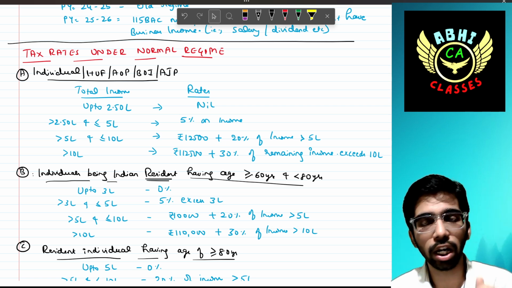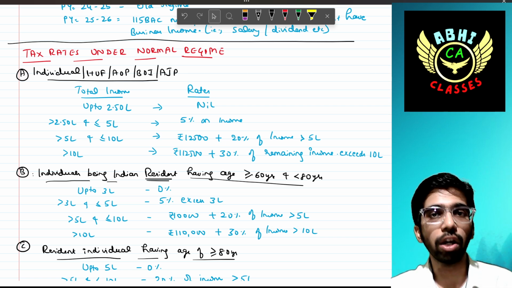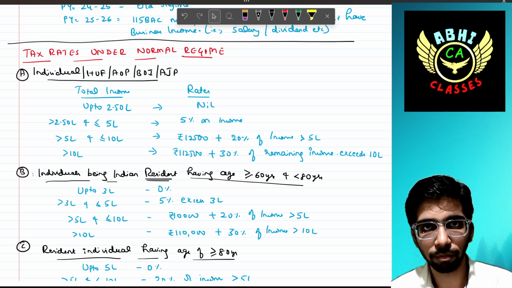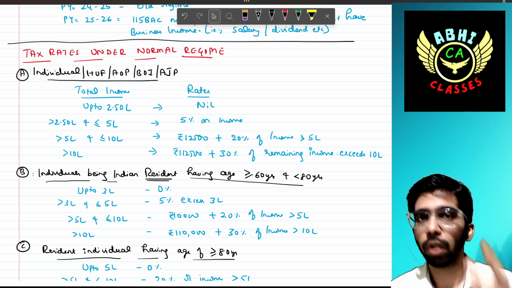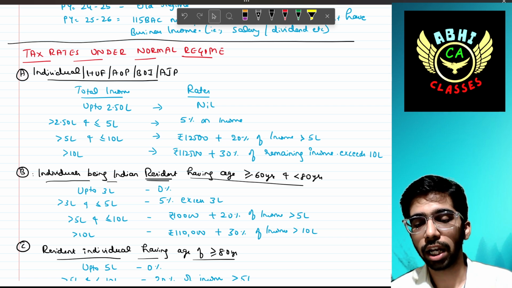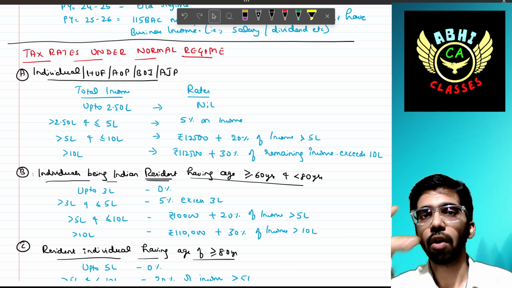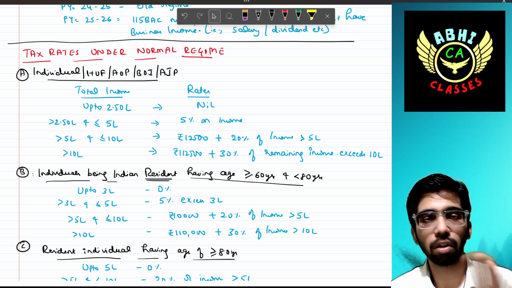First 12,500, because the 2.5 to 5 lakh difference is 2.5 lakh into 5%, which is 12,500. It's a cumulative 12,500. Next, 5 lakh to 10 lakh: the difference is 5 lakh into 20%. That's the rate applicable, right? That comes to 1 lakh. If you add those two, that is 1 lakh 12,500.